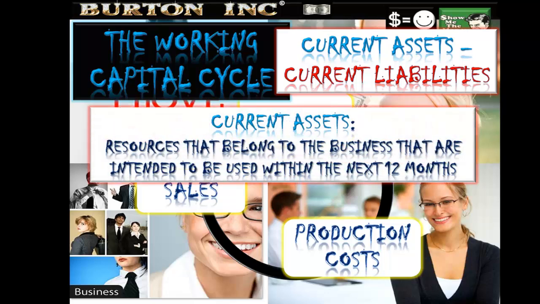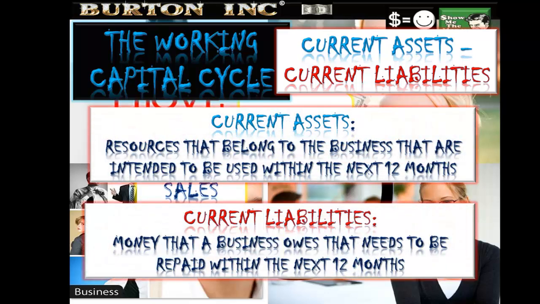Working capital, that accounting definition: current assets minus current liabilities. We need to be able to define both. Current assets are resources that belong to the business that are intended to be used within the next 12 months. So it's a resource, something that the business owns, and we're talking about a time frame of 12 months. 12 months is a key time frame for current liabilities as well. And this is money that a business owes that needs to be repaid within those next 12 months.